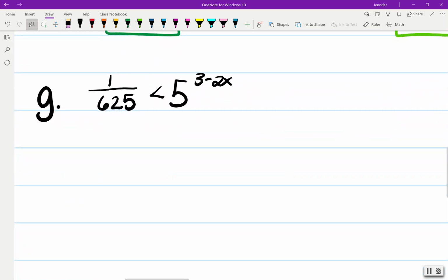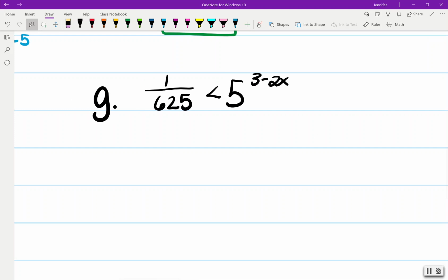All right, so are the bases the same? No, but can I rewrite 625 in terms of 5? Let's think about that. I could grab a calculator and do, okay, 5 times 5 is 25. Times 5 is 125. Times 5 again is 625. So that was 4 5s getting multiplied together. So I know that 625 is 5 to the 4th.